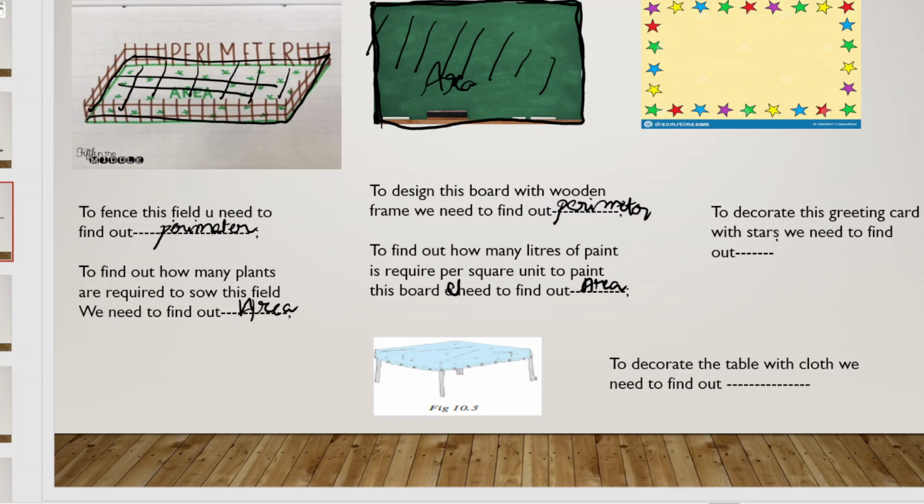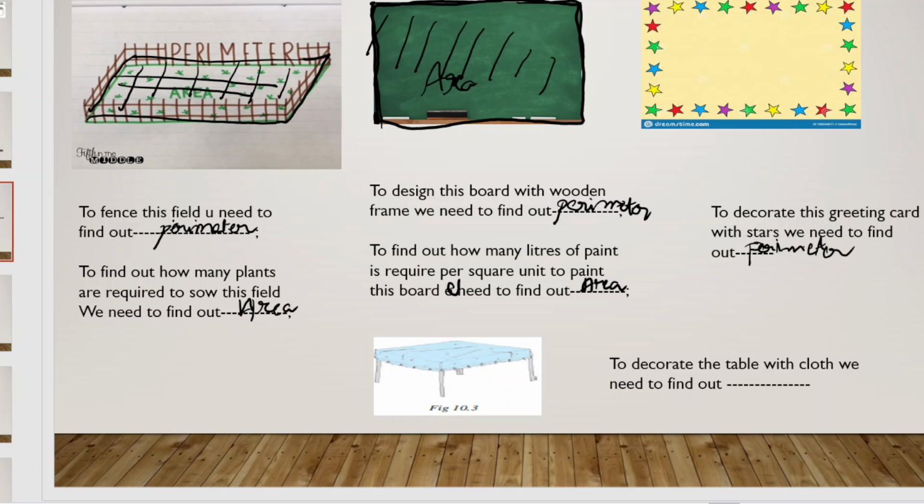And suppose you decorate this greeting card with stars, then we need to find out the perimeter, because the stars are arranged along the boundaries of the closed greeting card. So we need to find out all the lengths of the greeting card, and that is nothing but perimeter.